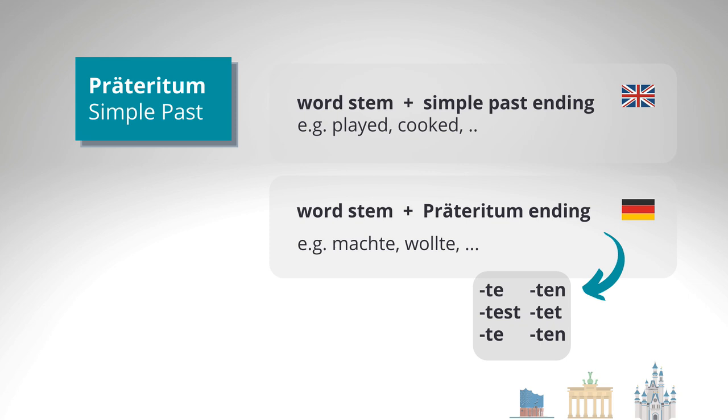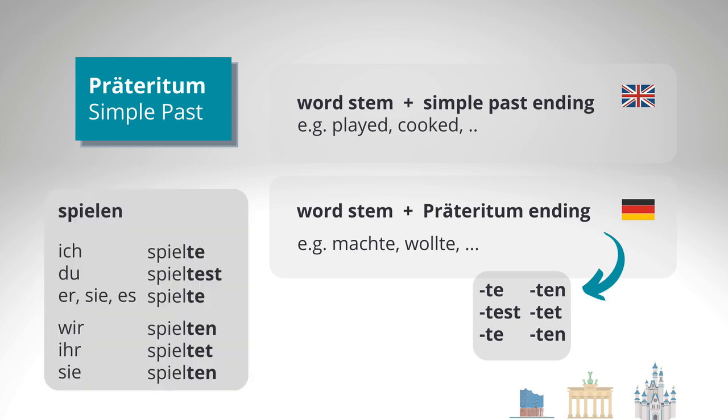In German it's almost the same. Here we also take the word stem and then we add some endings. In this case, not the simple past ending, but our Präteritum ending. For example, machte, wollte, and so on. But because in German we conjugate verbs, unlike English, we have an individual Präteritum ending for each grammatical person. They are te, test, te, ten, tet, and ten.